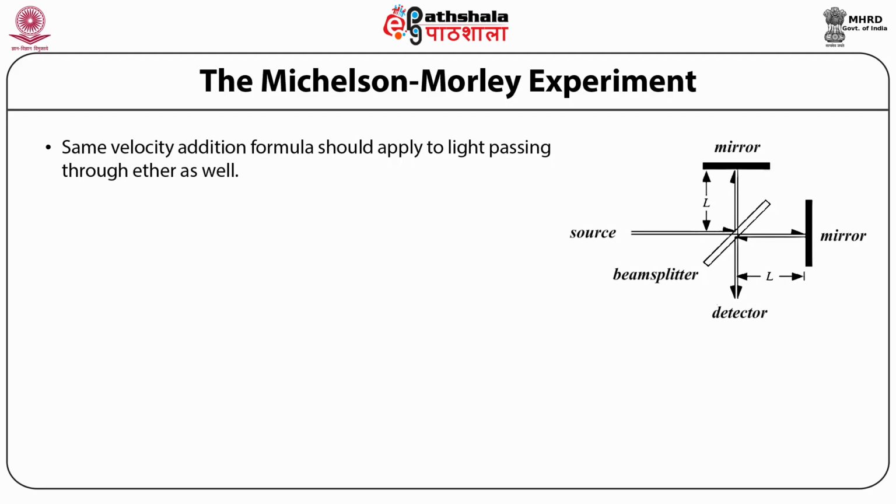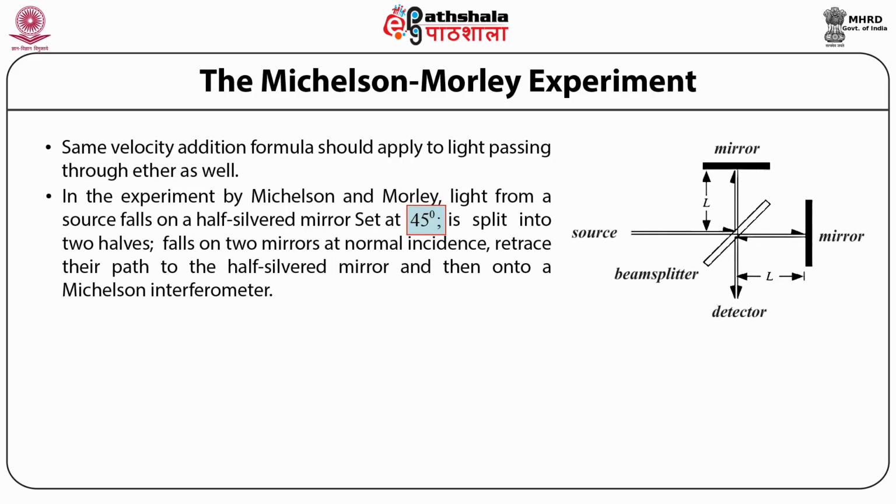Since ether was supposed to be the medium in which the electromagnetic waves were propagating, in this experiment Michelson and Morley had light fall on a partly silvered mirror at 45 degrees, so that it could split the electromagnetic beam into two parts and then reach the detector. Since these waves were traveling in ether, at the detector they wanted to see the path difference or phase difference introduced because of the reflection of the electromagnetic waves from these two mirrors.